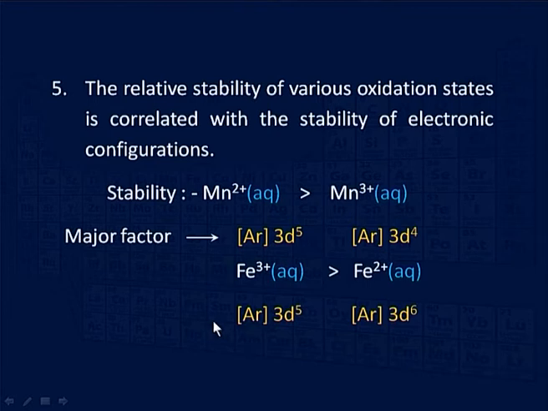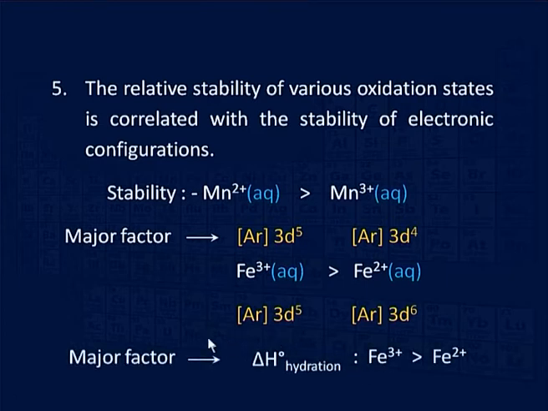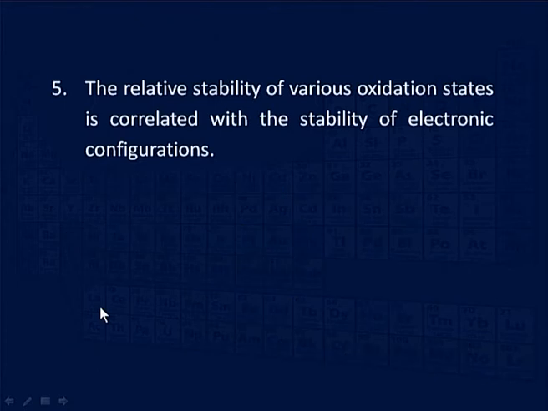The same is the case with iron. Fe3+ has 3d5 electronic configuration, while Fe2+ has 3d6 electronic configuration. As the 3d5 configuration is more stable compared to 3d6, in the aqueous medium iron 3+ will be more stable compared to iron 2+. As I said, the major factor is the delta H0 of hydration.